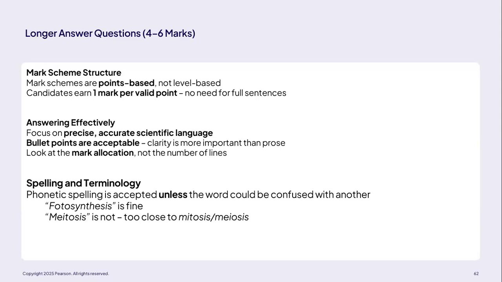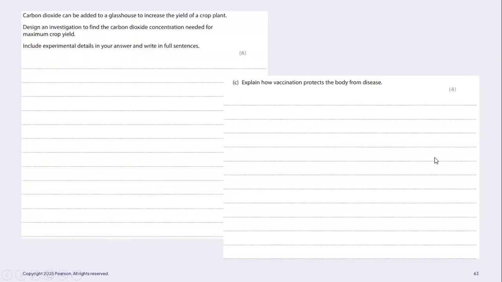Spelling and terminology. Encourage your students to spell correctly as far as possible. However, phonetic spelling is accepted unless the word could be confused with another. And there's certain biological words that always need to be spelled correctly, because if not, they could be confused with something else. So photosynthesis with an F is fine, because it can't be anything else. Mitosis and meiosis really need to be spelt correctly, because otherwise it's difficult to distinguish between them.